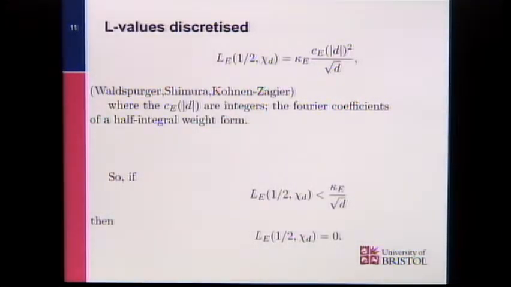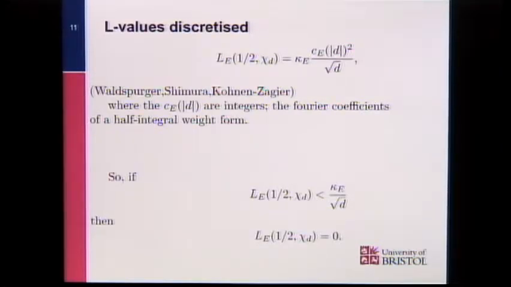We think it's because the L values at 1/2 are discretized. There was a lot of work which culminated in a formula by Kohnen and Zagier, which looks like this. These are the L functions we're looking at, the quadratic twists of an elliptic curve L function. We're looking at the value at the point 1/2, and they give a formula for this value, which is a constant times c_D squared, let's just call it C squared, where C is an integer, over root D.